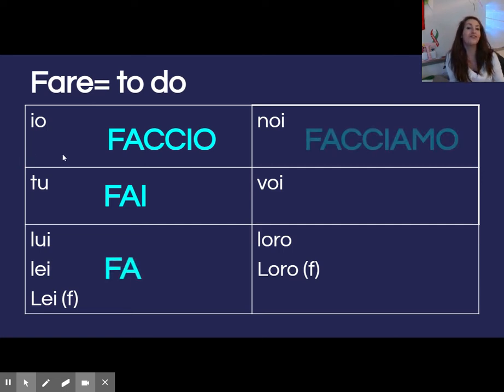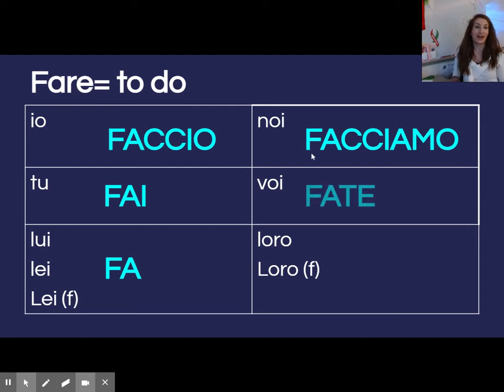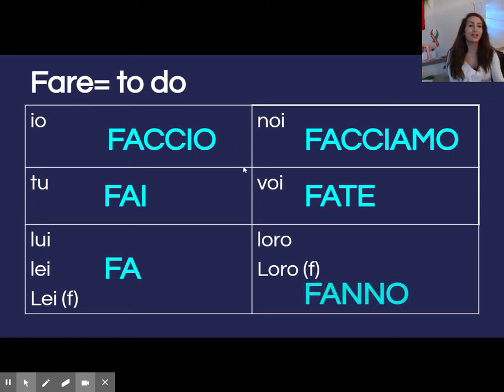Noi, facciamo. So similar to the io form with the due ci, the two C's there. Voi fate, not fate. Voi fate. Perhaps it is your fate to conjugate il verbo fare. And loro fanno here con due N, two N's.